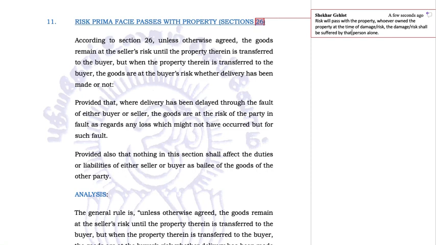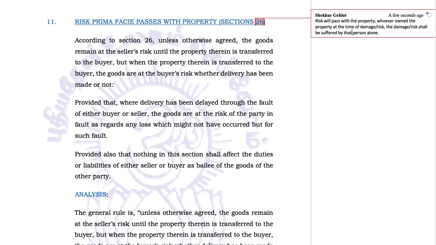According to Section 26, unless otherwise agreed, the goods remain at the seller's risk until the property therein is transferred to the buyer. Now, this is very clear that unless otherwise agreed, definitely goods remain at the seller's risk until the property therein is transferred to the buyer. Definitely till the time sale has not taken place, finally, the risk shall remain with the seller.